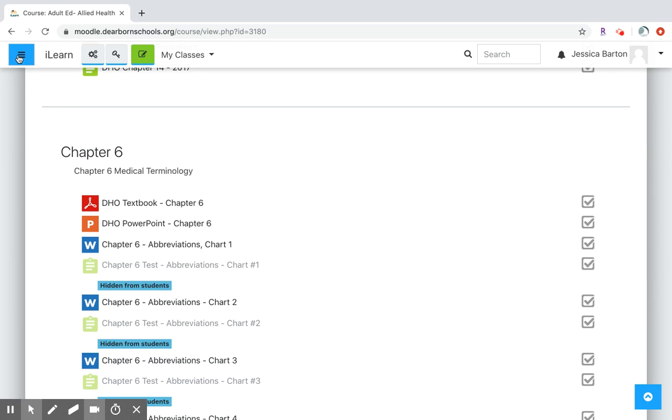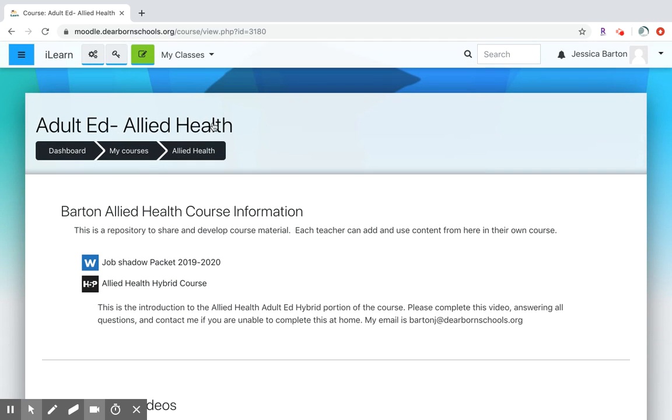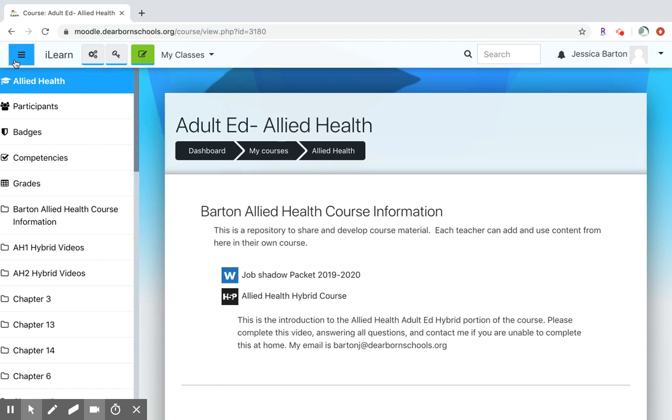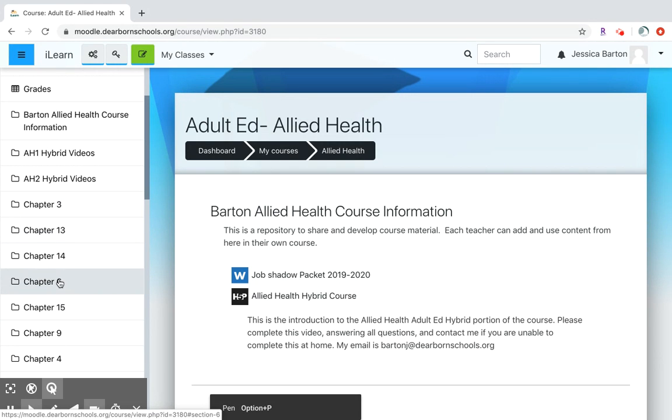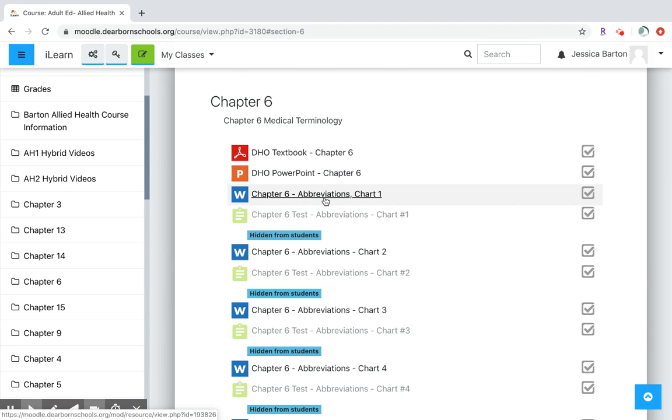If you go to my iLearn site, Adult Ed, Allied Health, drop down, down here, these are all the chapters that we're going to go through, kind of in order. 6 is the only one that's a little out of order, but click on chapter 6. You can click on the abbreviations chart 1.